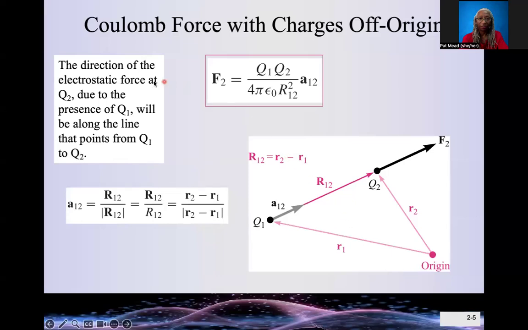Again, the direction of the force is going to be dependent upon the type of charges that you have. So what we usually do is describe the force at Q2 due to Q1, or the force at Q1 due to Q2. In this particular case, we're looking at an equation where we want to determine the force at Q2 due to Q1.